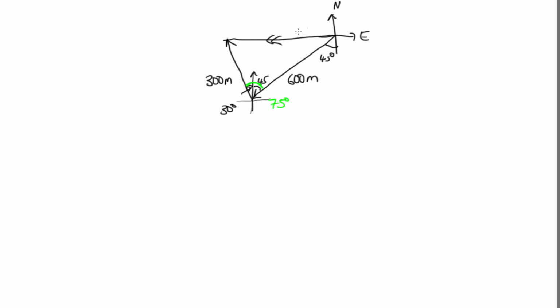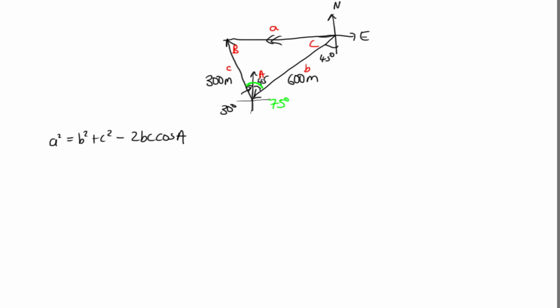So to work out the length of this, we're going to have to use the cosine rule. So let's label our sides and our angles. This is side A, this is angle A, this is side B, this is angle B, this is side C, and this is angle C. Our cosine rule tells us that A squared is equal to B squared plus C squared minus 2BC cos A.